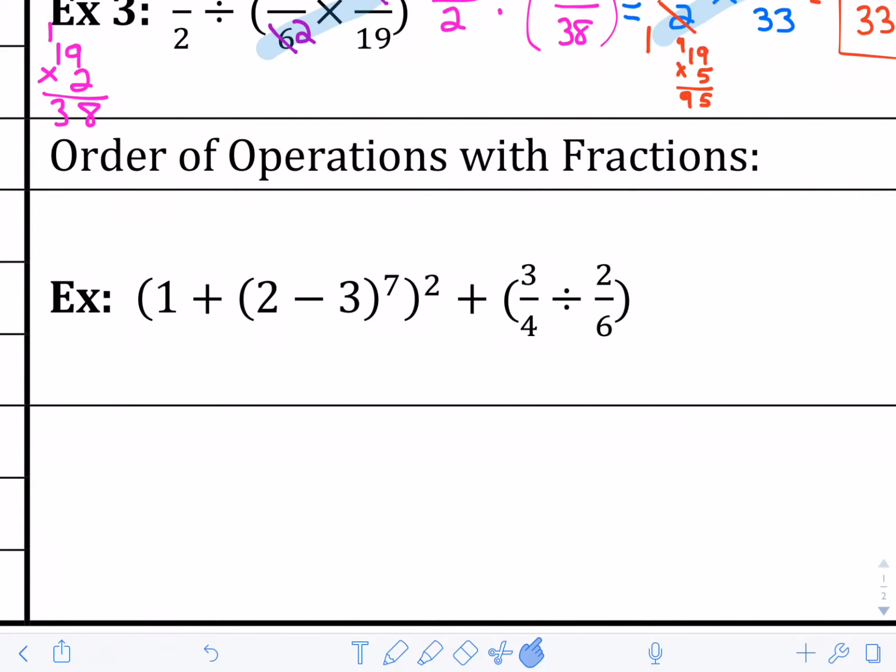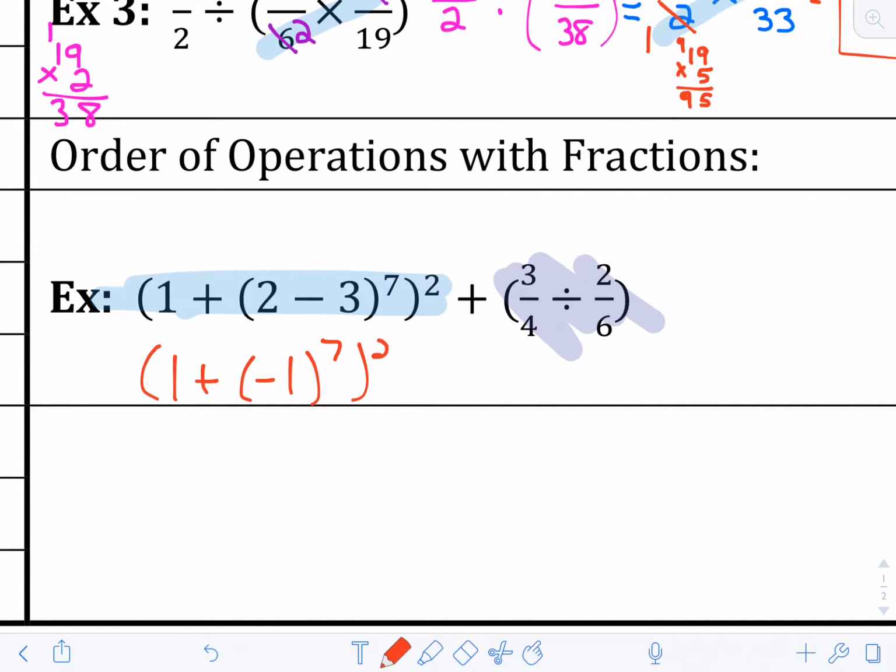All right, and the last little problem I'm going to do here, these are order of operations with fractions. So what I'm going to do first is focus on this left side. I'm going to reduce all that. And then I'm going to focus on the right side, and then I'll reduce all of this. So on the left side, using order of operations, I'm going to go inside the parentheses. So I'm going to have 1 plus 2 minus 3 is a negative 1 to the 7th power, not squared. Going ahead of myself. All that squared.